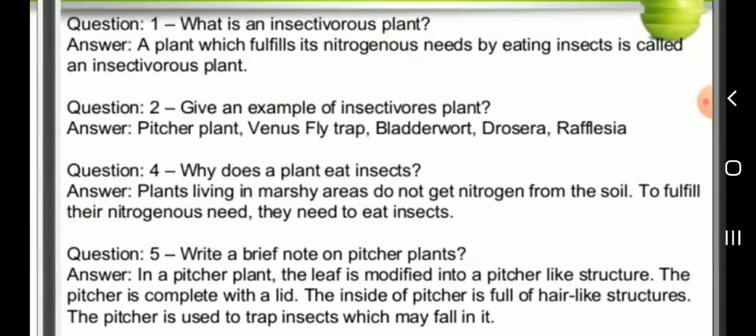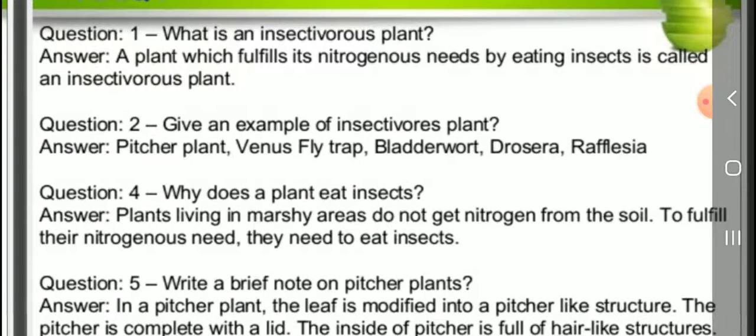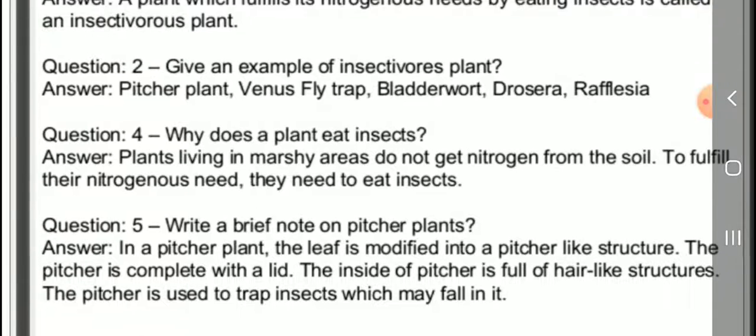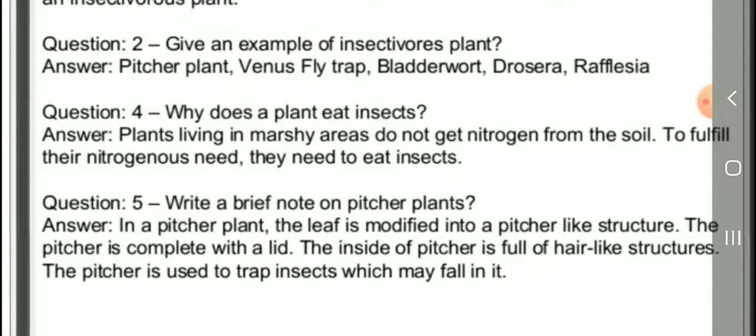Then next, what is an insectivorous plant? A plant which fulfills its nitrogenous needs by eating insects is called an insectivorous plant. Give an example of an insectivorous plant. Pitcher plant, Venus flytrap, bladderwort, Drosera, Rafflesia are also insectivorous plants. Why does a plant eat insects? Plants living in marshy areas do not get nitrogen from the soil. Okay, that is to fulfill the nitrogenous need. They need to eat insects.